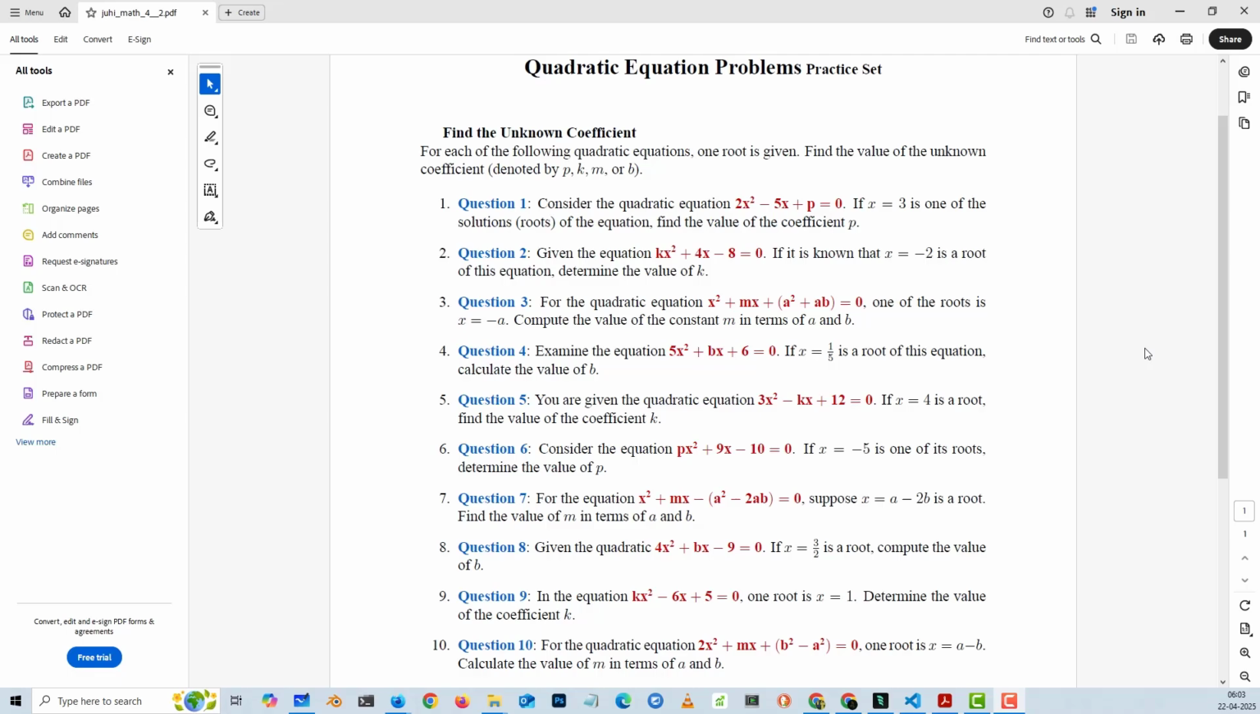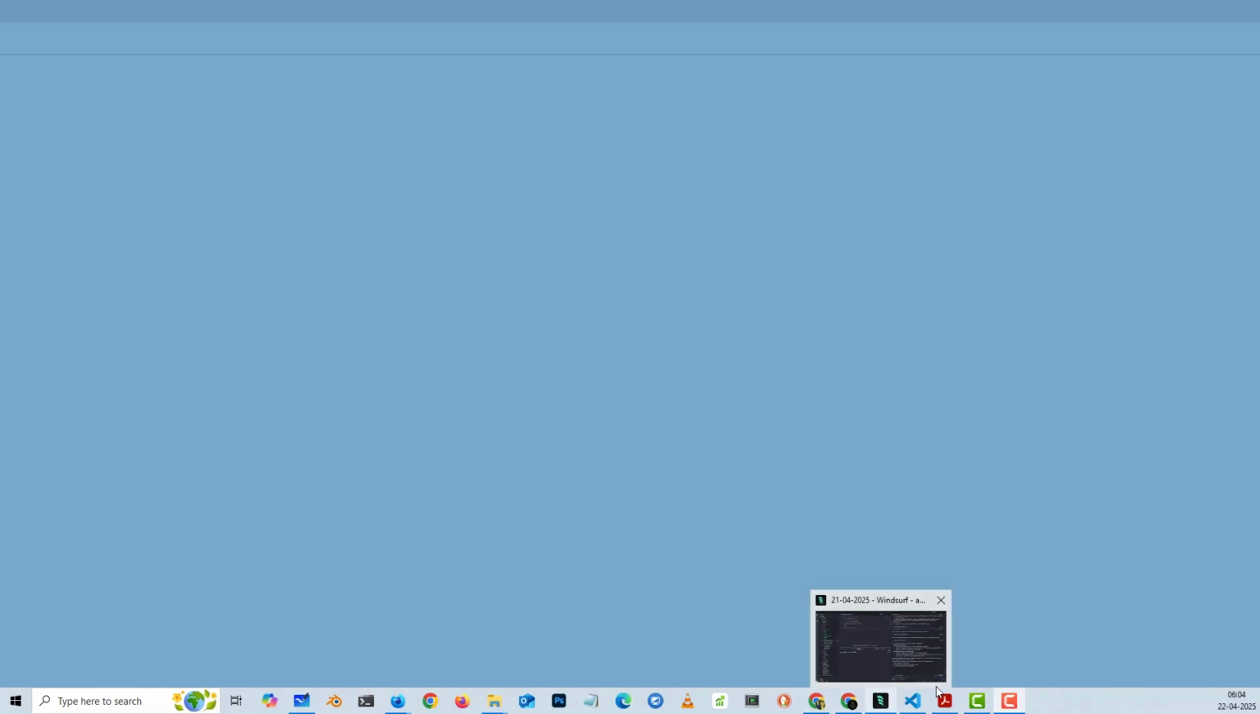So we have a few questions related to quadratic equations. In these questions, a quadratic equation is given and one of its roots is given, and there is some unknown coefficient. Like in the first question, consider the quadratic equation 2x square minus 5x plus p equals to 0, and one of the values, x equals to 3, is given. Then we have to find the value of p. Let's solve this equation. Okay, let's find the value of p.